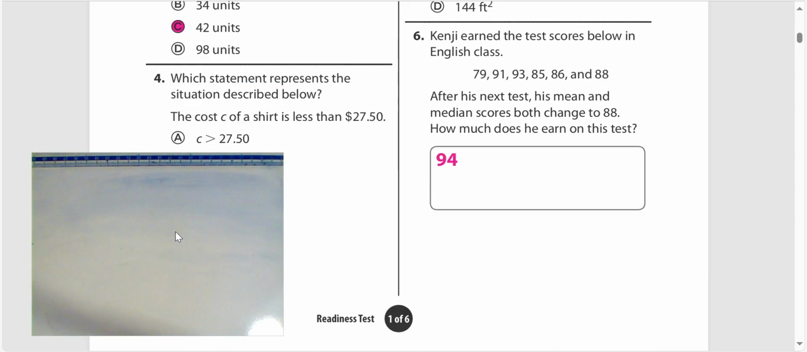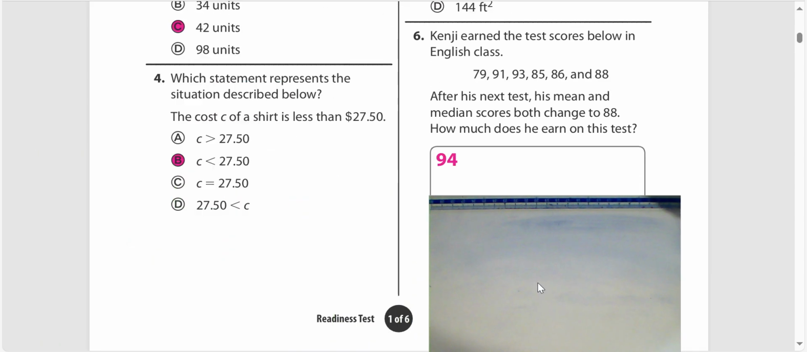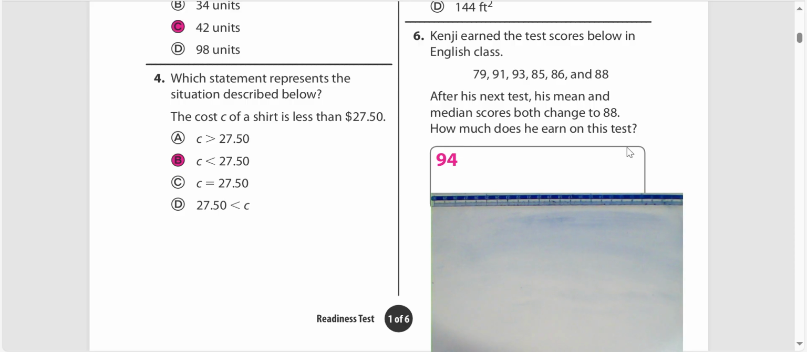Ginge earned the scores in English class. After his next test, his mean and median score changed to 88. How much does he earn on his test? Okay, he asked about his mean.